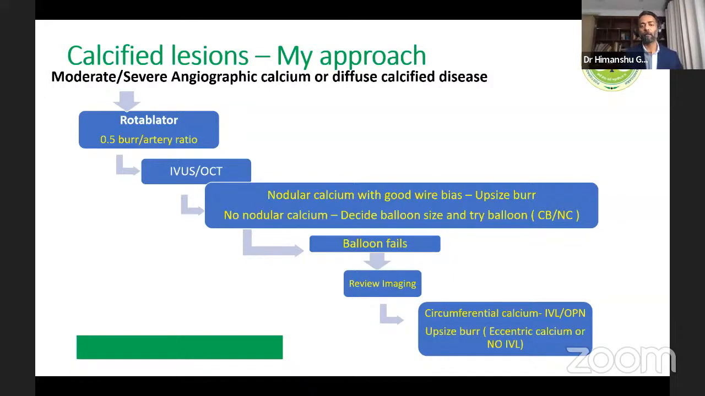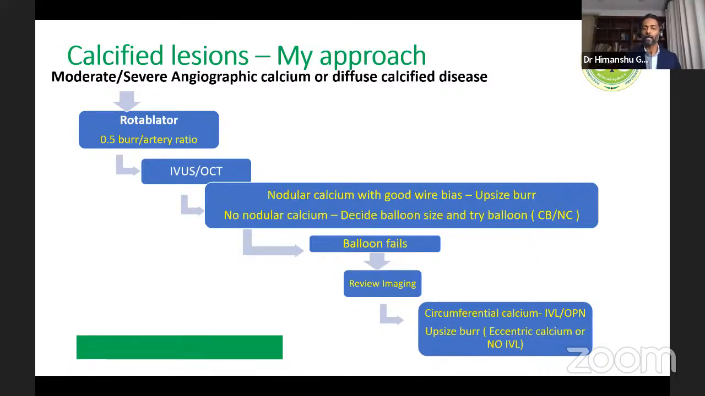So my last two slides. Calcified lesions, my approach is very simple. If there is moderate to severe angiographic calcium or diffuse calcified lesion, don't start with imaging, start with the rotablator. You choose a small rotablator, 0.5 burr to artery ratio, mostly a 1.5 burr. And once you've done the initial burr of 1.5, generally do IVUS or OCT, whichever you prefer. And on IVUS, if you have nodular calcium with good bias, upsize the burr to at least 1.75 or 2 millimeter if the patient's clinical condition allows you to do so.